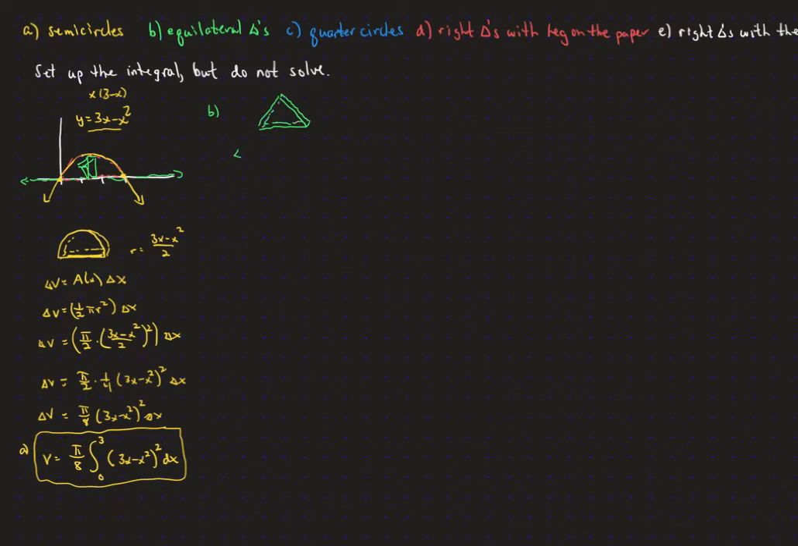So our delta volume is always, again, going to be the area of the cross-sectional piece times delta x. So the area is going to be our triangle, which is going to be 1/2 base times height, delta x. Now, let's look some more at this equilateral triangle. Now we know this distance right here is our function. That's this distance here. That is our 3x minus x squared.